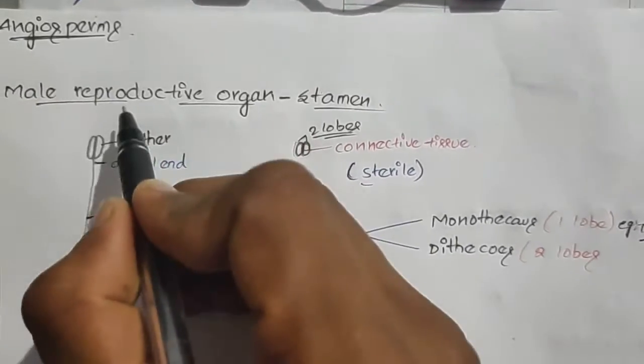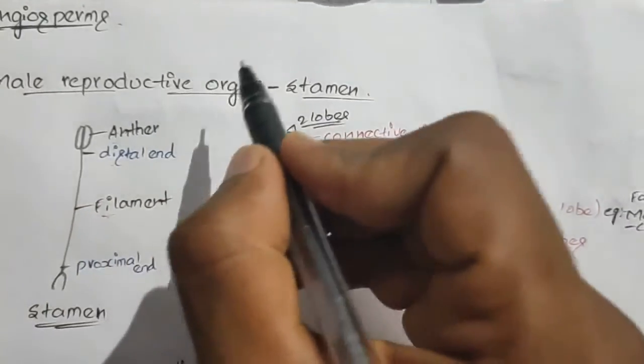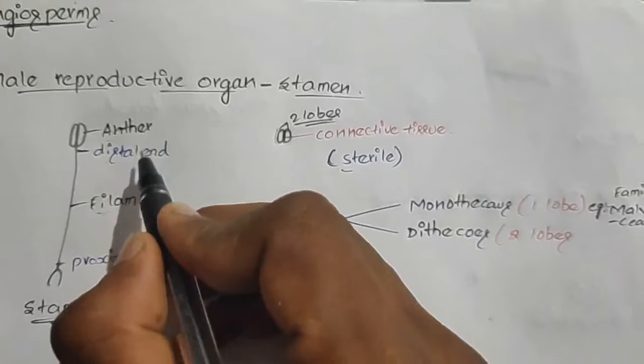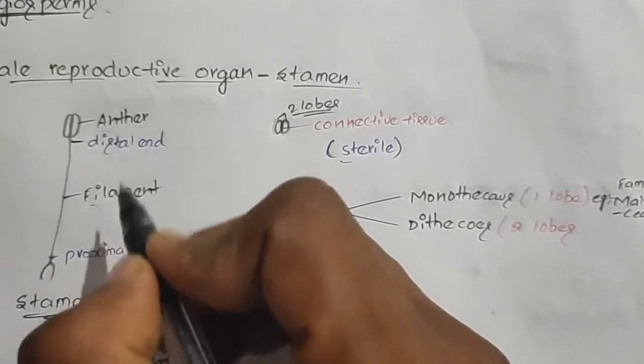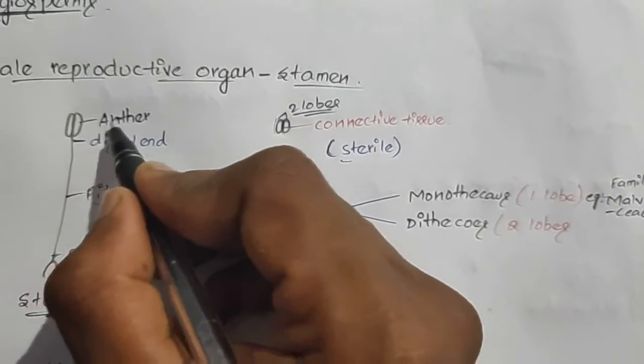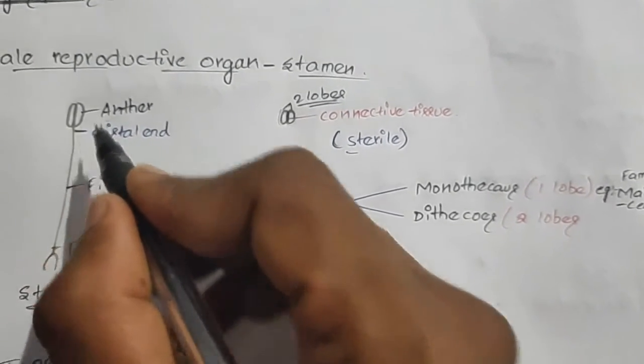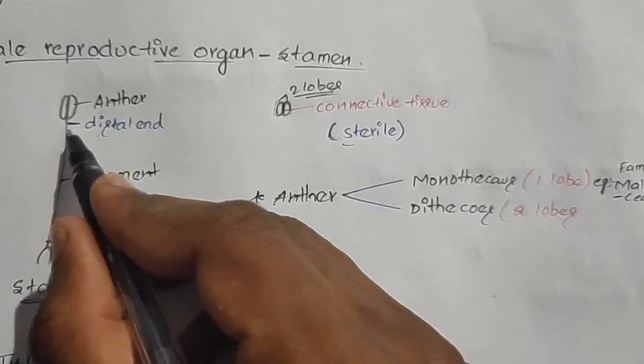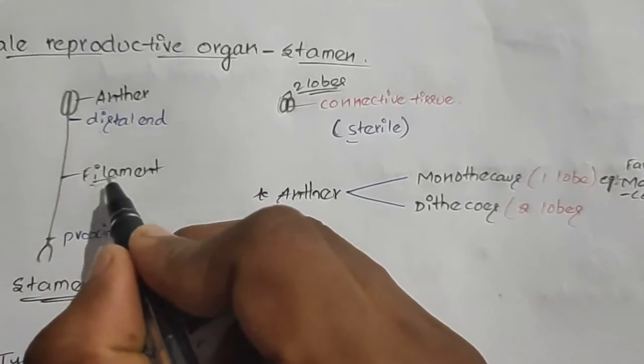Darlings, in this video we are going to discuss the male reproductive organ of the flower, that is the stamen. Each stamen has two parts, one is the anther and the other is the filament. This anther is at the tip and it is a swollen region and a lobed structure. Attached to this anther is a long thread-like structure known as the filament.